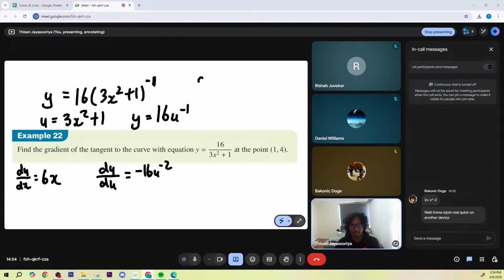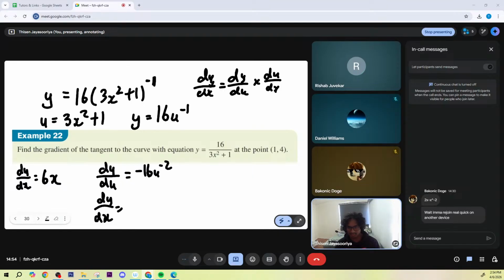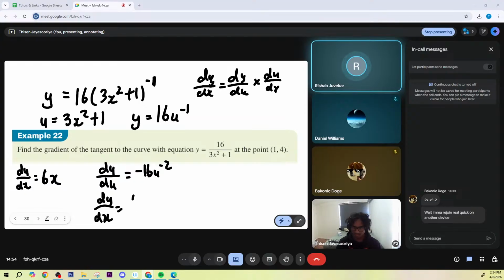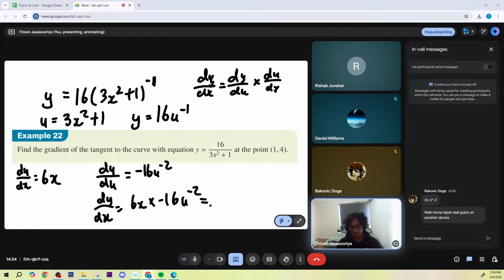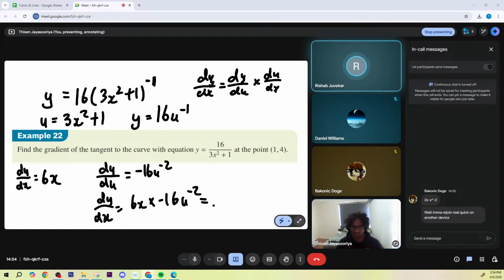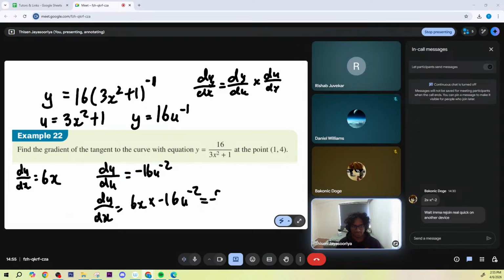So our formula is dy on dx equals, sorry, my bad for the y's, dy on du times du on dx. So here, what is dy on dx? 6x times negative 16 u to the power of negative 2. And then what are we going to do? Because we don't really care about the u. Sub in 3x squared plus 1 is u. Yeah, so here we can just turn this into negative 96x brackets 3x squared plus 1 to the power of negative 2. Is that all good?